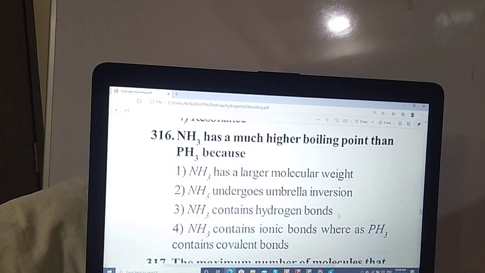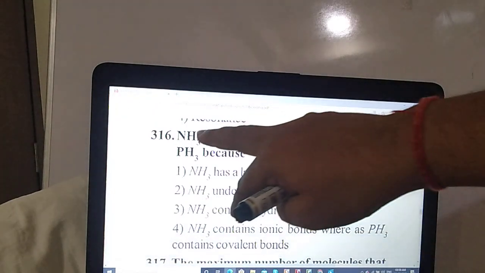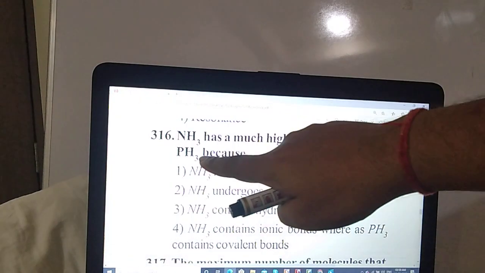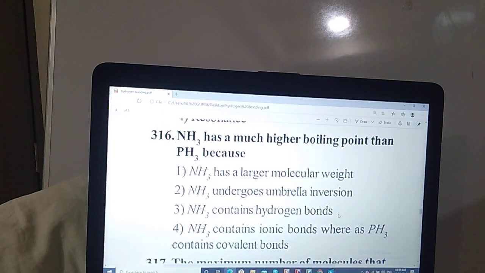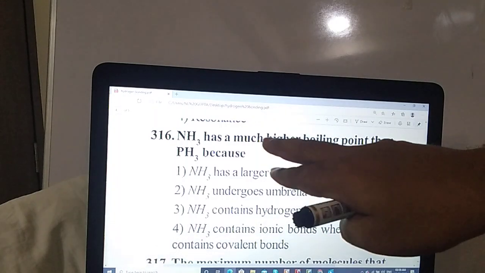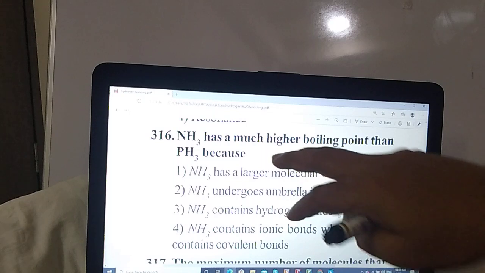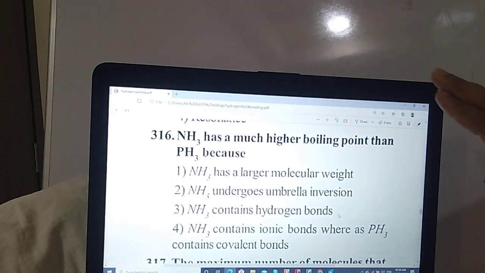If you check question 316, NH3 has much higher boiling point than PH3. Student, the simple answer is there. NH3 and PH3 are nitrogen and phosphorus. I told you nitrogen, oxygen, fluorine can form hydrogen bonds. So here nitrogen is there, and phosphorus cannot. Ammonia has hydrogen bonding while PH3 does not. So ammonia has hydrogen bonding, so it will have the high boiling point.